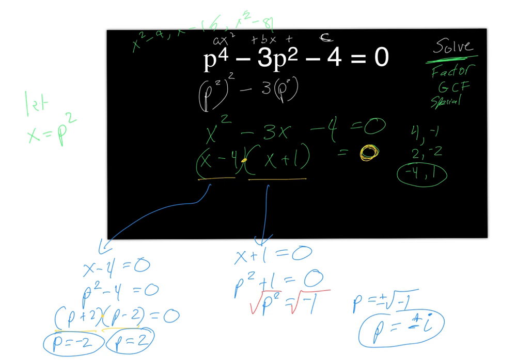So I have 4 solutions, because it's p to the 4th. 2 of them are real numbers. The other 2 are imaginary numbers. So if I were to actually graph this, it would intersect the x-axis twice at 2 and negative 2.